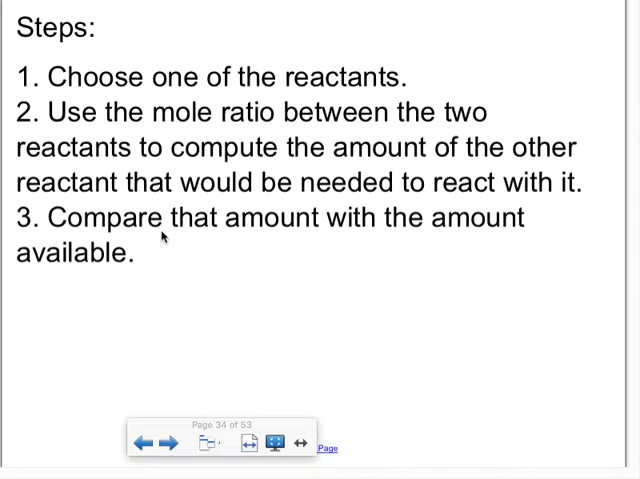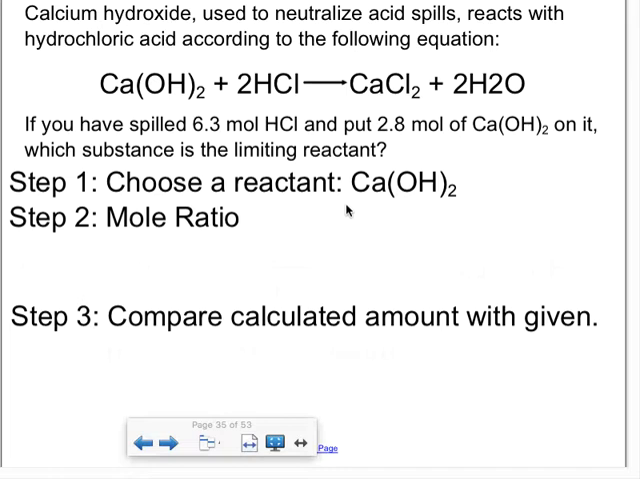So in this previous slide, I had 3 steps. Step 1, choose a reactant. Let's just start with calcium hydroxide. What you want to do is convert calcium hydroxide to hydrochloric acid. You're comparing this reactant to this reactant. So you start with what you're given. They gave me 2.8 moles of calcium hydroxide, and I need to use the mole ratio to get to hydrochloric acid.